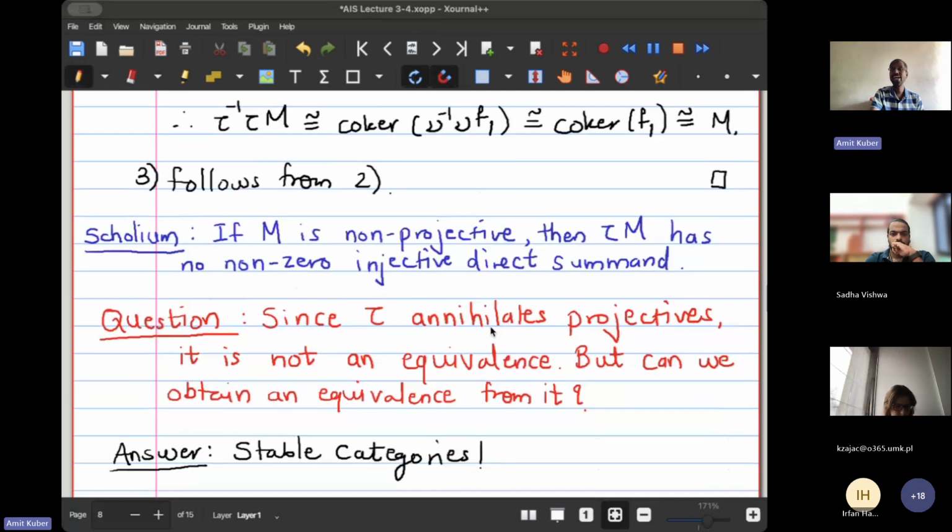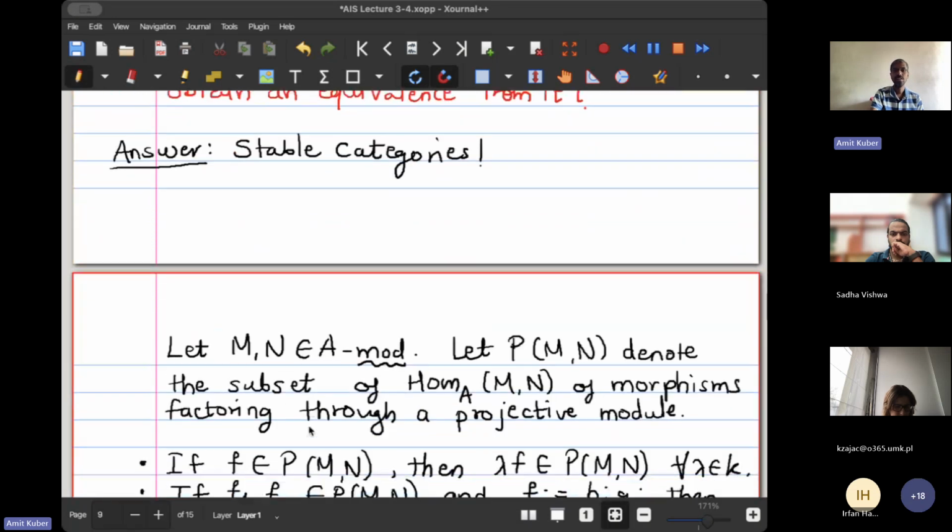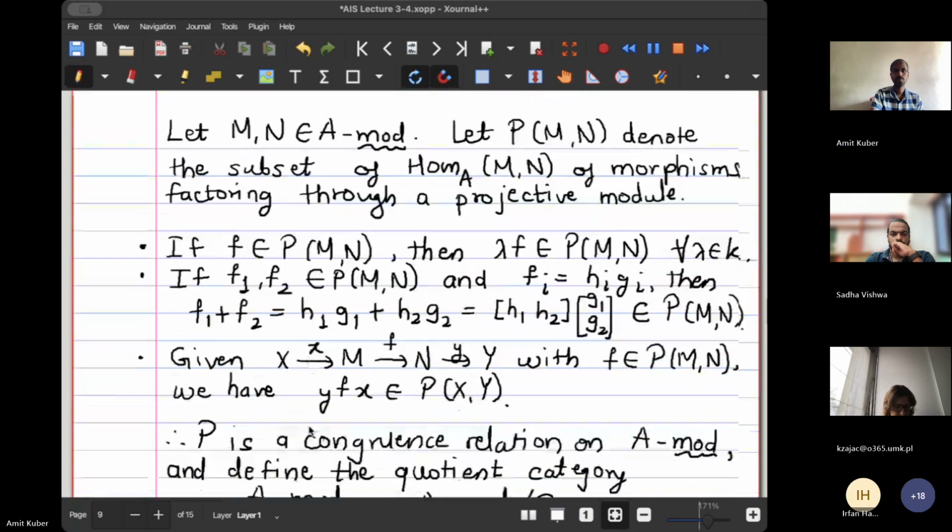So tau annihilates projectives. It is not an equivalence, but can we obtain an equivalence from this? Can we at least restrict, or can we induce an equivalence? And the answer to that question lies in stable categories. So here we are going to revisit the concept of the ideal. Yeah. So let us see this.